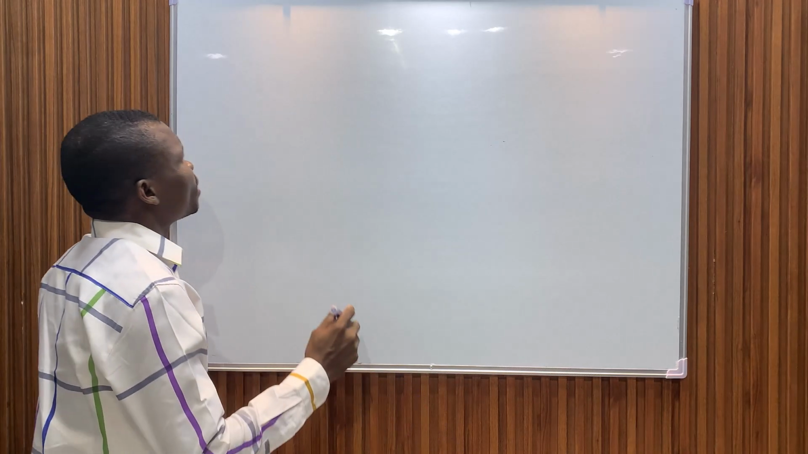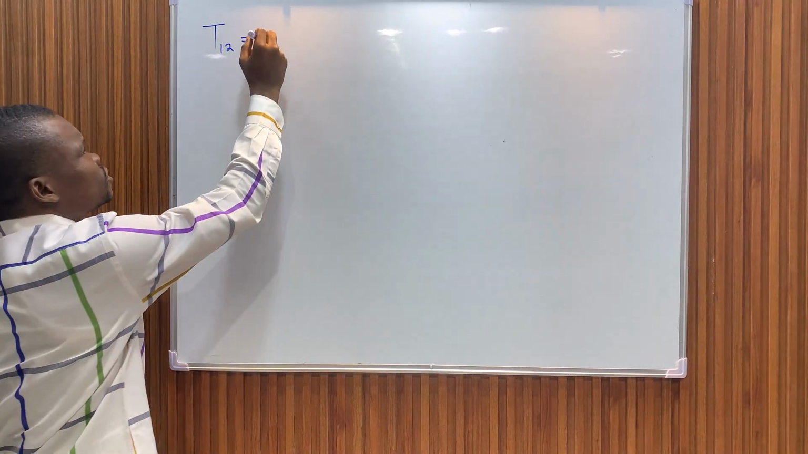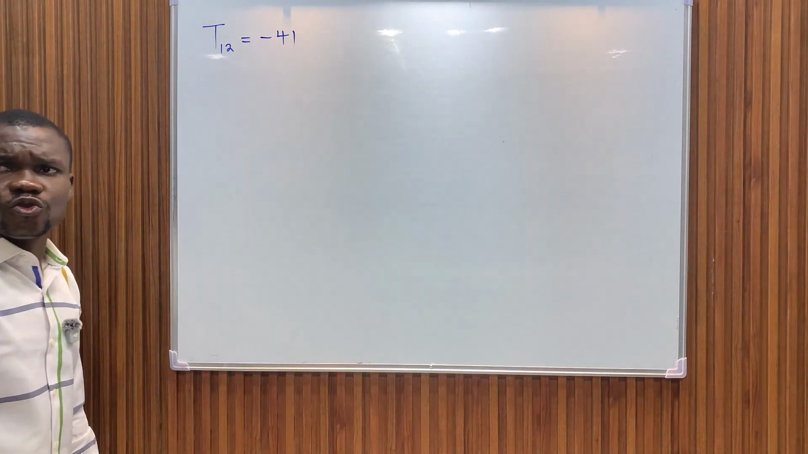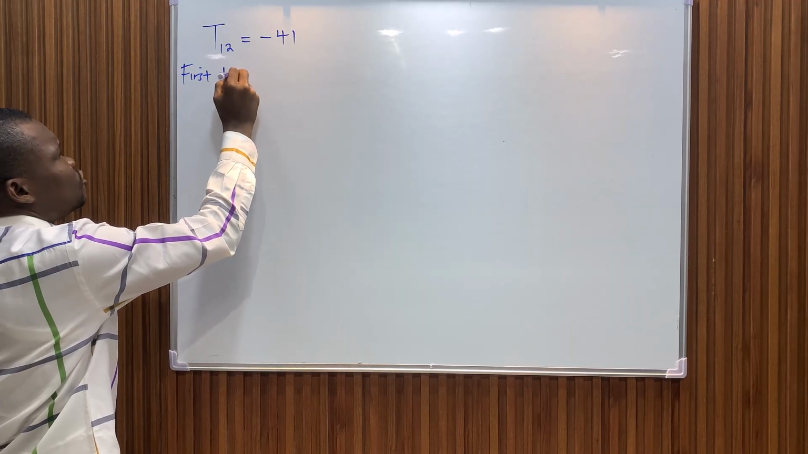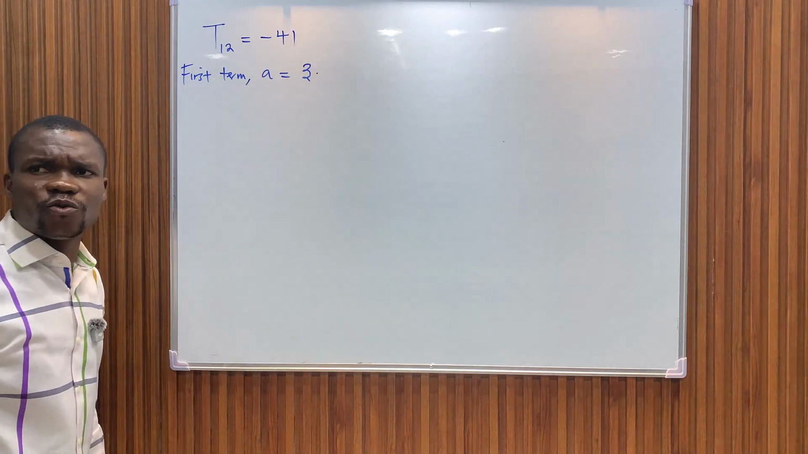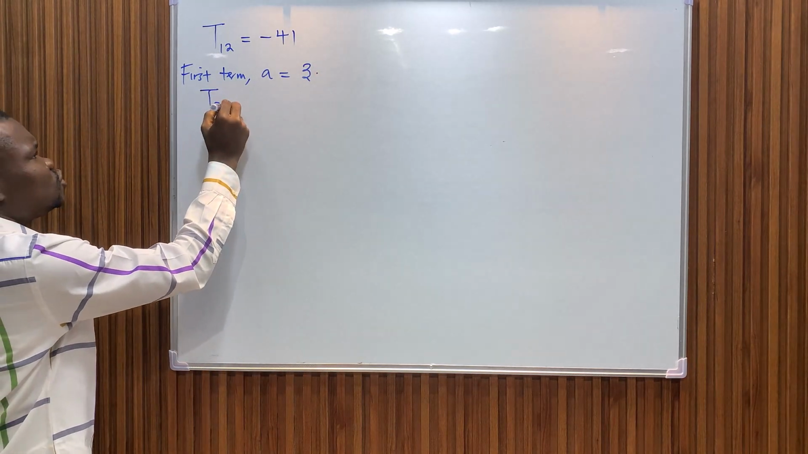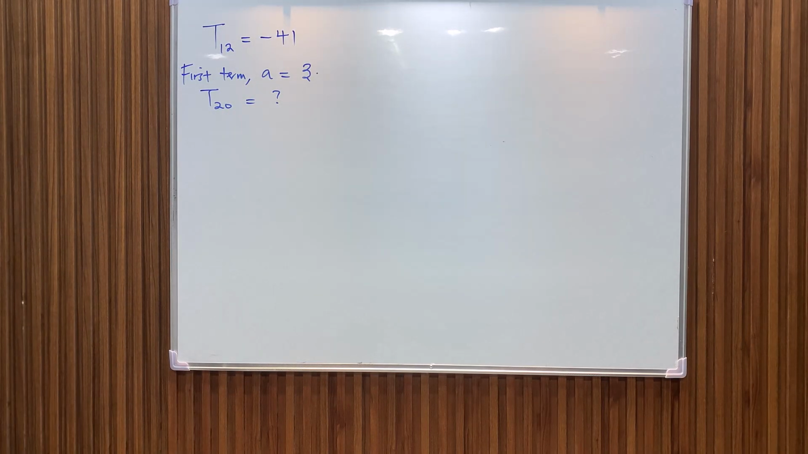The 12th term of an AP, remember, we are given T12. The 12th term is minus 41. And then we are also told that the first term, which we denote as A, is 3. We are asked to find the 20th term, so T20 is what we are looking for. If you look at this question, the common difference is not given. So to solve this problem, we are first going to use what we are given to find the common difference and then progress from there.